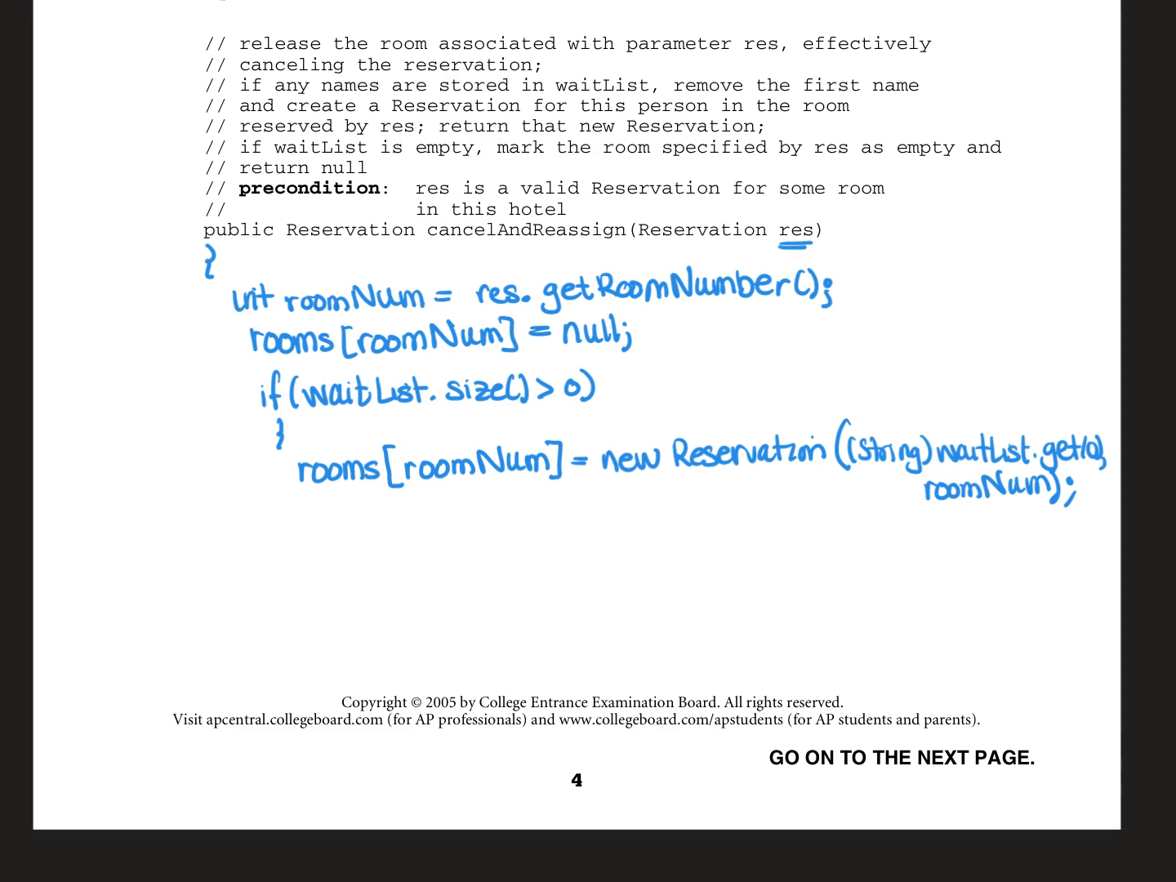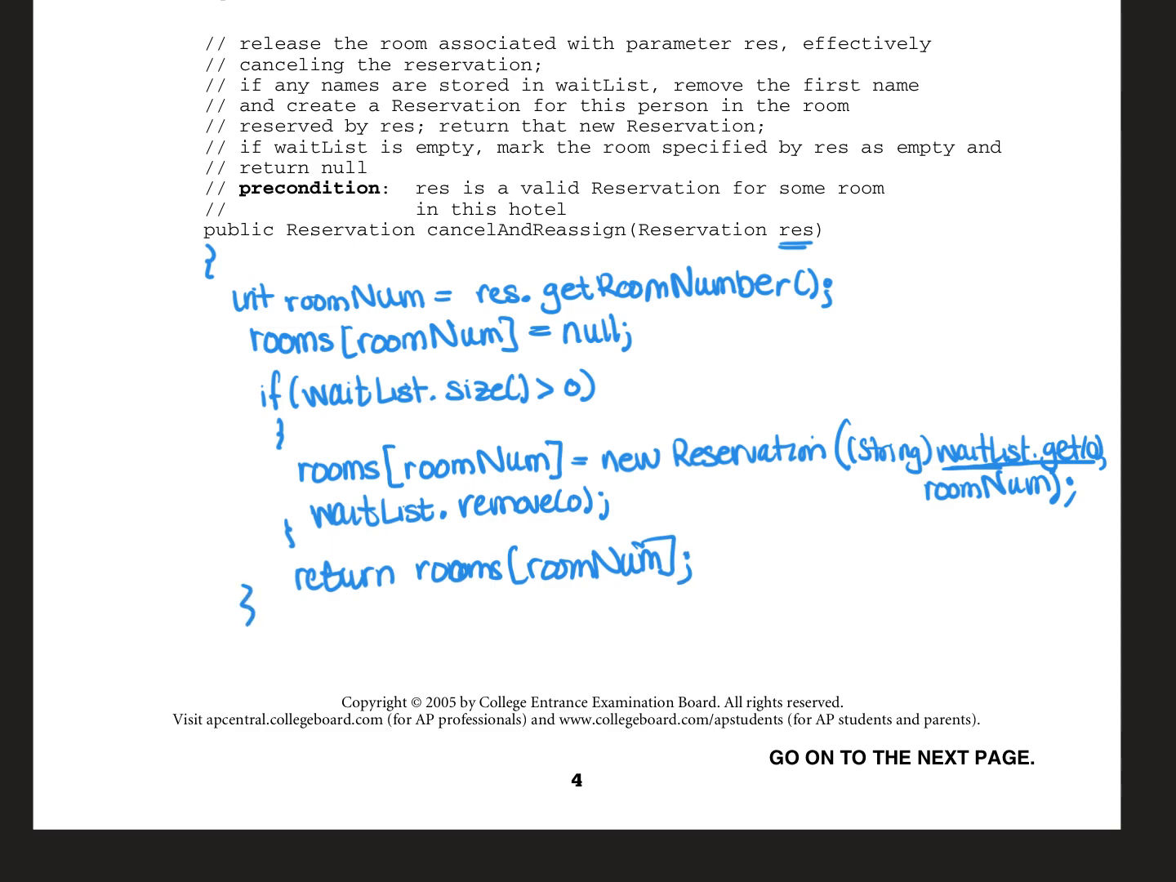Then we have to remove that one. But since I said waitlist.get, I could have said waitlist.remove right here, and that would also return the name. But I didn't do that here, so we had to do waitlist.remove(0). And then lastly, return rooms at room num, sorry. So at rooms num, if we didn't override it with a name, it's now going to have the null reference. Otherwise, we've changed it to the reservation object, and that's what we'll return.